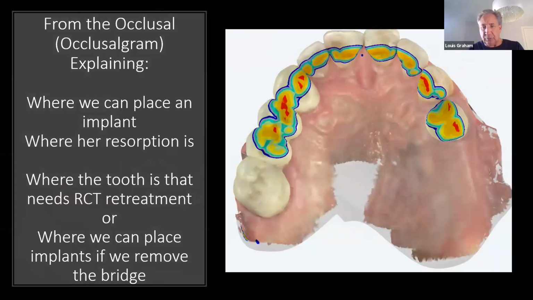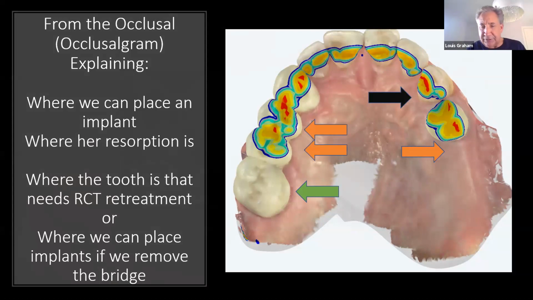I can do an occlusogram. I can show her a variety of things. This is where we need to put an implant because you only have first bicuspid occlusion. I can show her the tooth that has external resorption. I can show her the tooth that has the apical pathology.